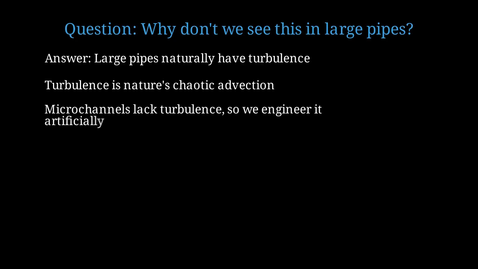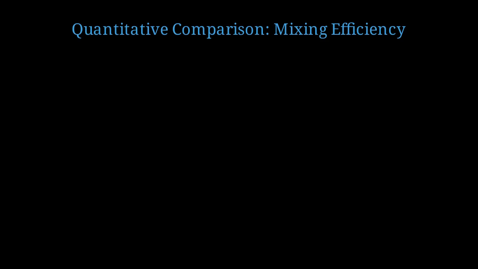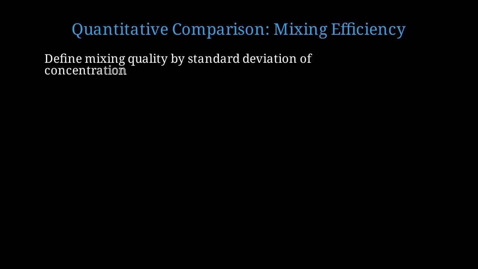Microchannels have such low Reynolds numbers that turbulence cannot exist, so we must engineer artificial chaotic advection using channel geometry. Let's do a more rigorous quantitative comparison of mixing efficiency. We can quantify mixing quality by measuring the standard deviation of concentration across the channel. Perfect mixing means uniform concentration everywhere.